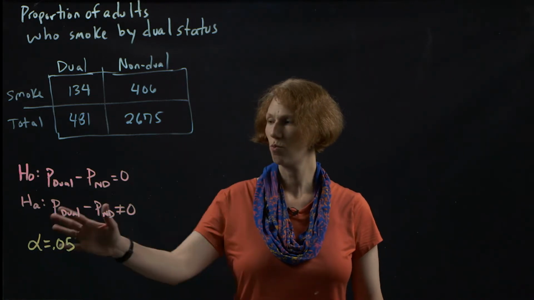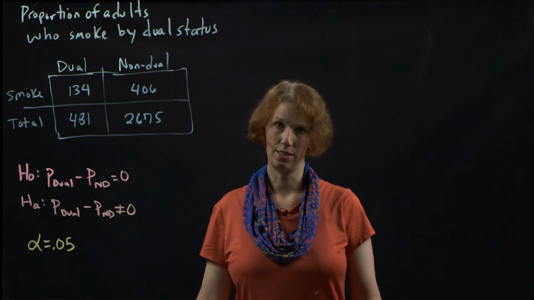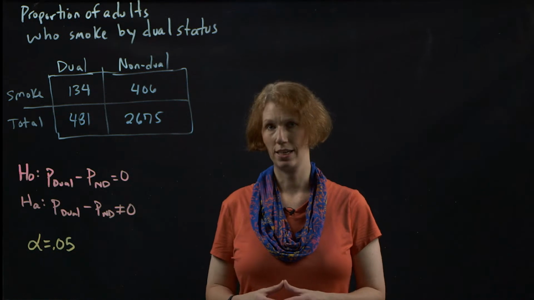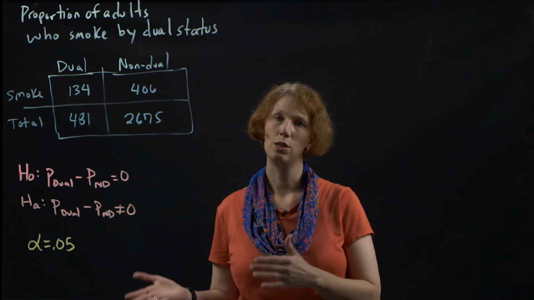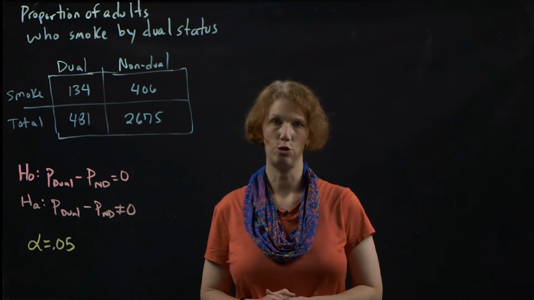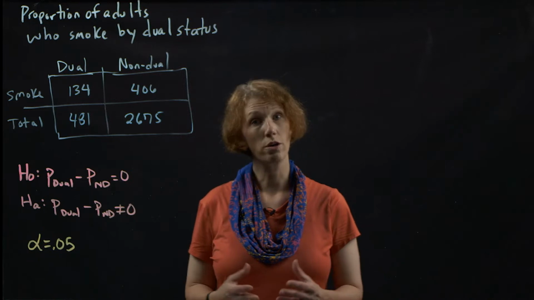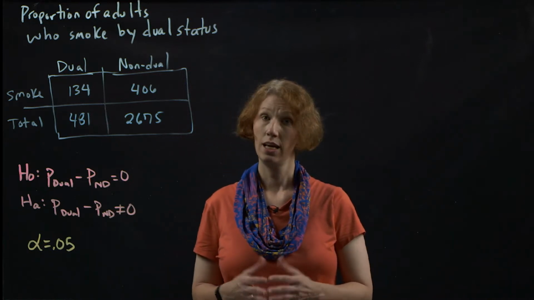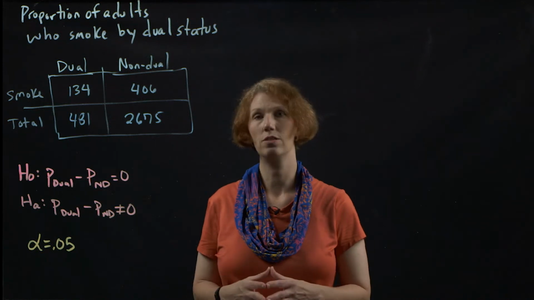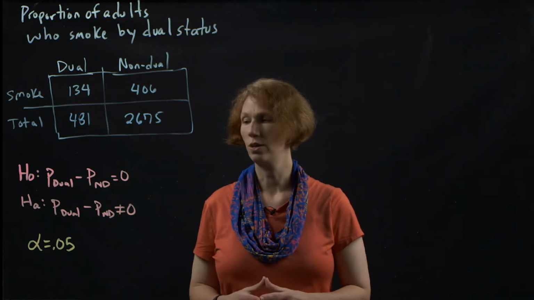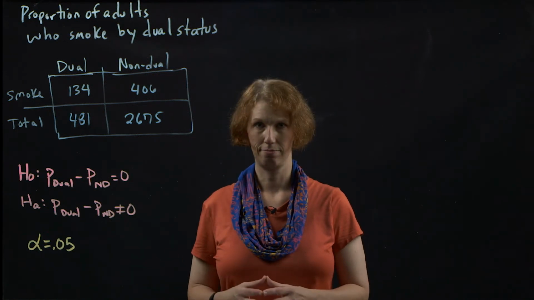We also can write down explicitly our null and alternative hypotheses. We're interested in investigating whether there's a difference in the proportion of smokers between the dual and the non-dual populations at Hamilton ACO. The status quo, or null hypothesis in this case, is that there is no difference, that we wouldn't expect there to be a difference. The alternative, of course, is that there is a difference, and this is a two-sided test.